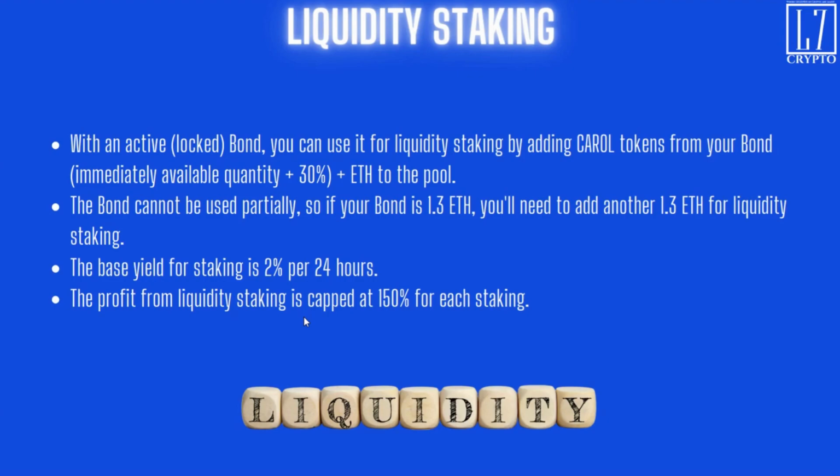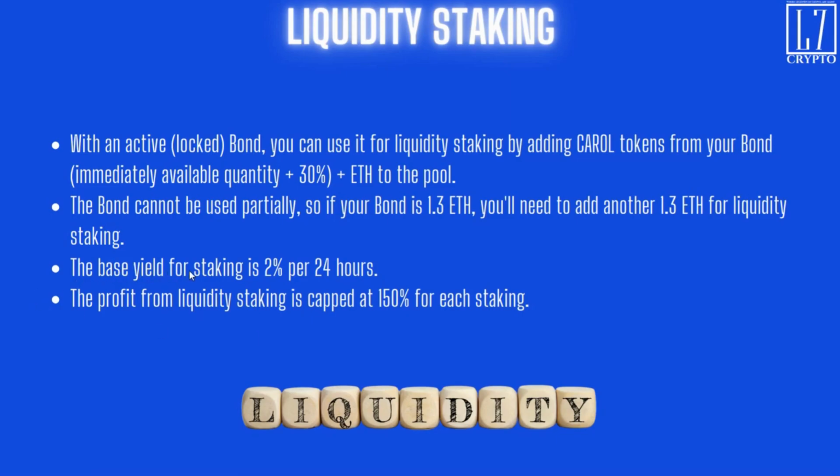The liquidity staking. Now, with your active locked bond, you can use it for liquidity staking by adding Carol tokens to your ETH, and then it goes into the pool. The bond cannot be used partially. So if your bond is 1.3 ETH, you'll need to add another 1.3 ETH. So you can't do partials. You need to do full. So if I only have one ETH to use, then you're going to need one ETH, of course, and then a certain amount of Carol tokens in order to combine them together to make the LP.